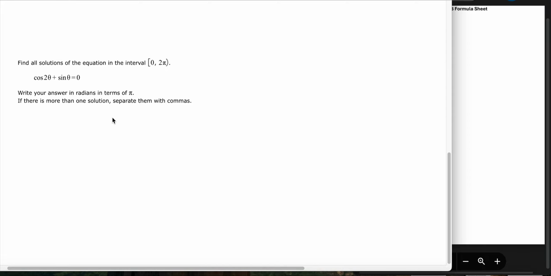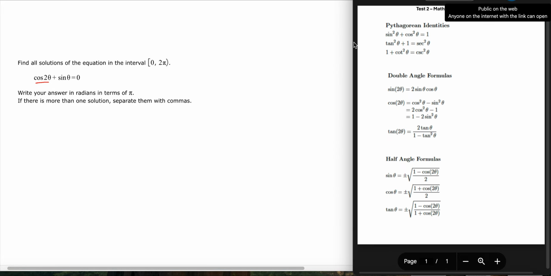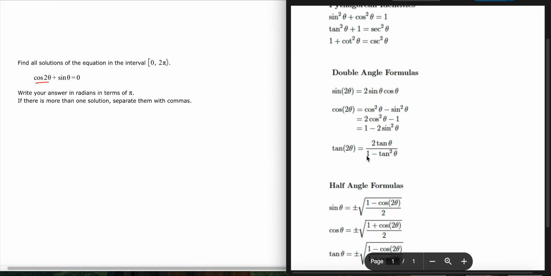So it would be nice if I could make some kind of substitution to make this all in terms of the same trig function. One thing that I notice is I know there is a double angle identity for cosine. So let's take a look. Here's the formula sheet. Cosine of 2 theta has 3 different equations we could substitute for it. One of them only contains the sine function. So I'm going to choose 1 minus 2 sine squared theta to substitute in for cosine 2 theta, and then I'll have my equation just in terms of sine.